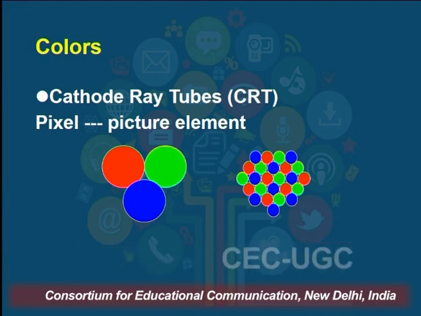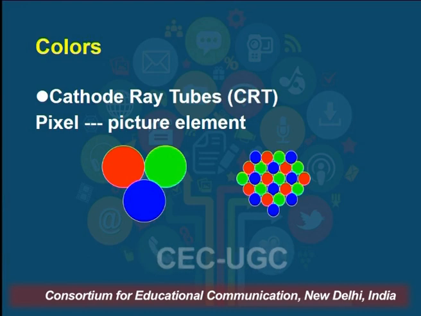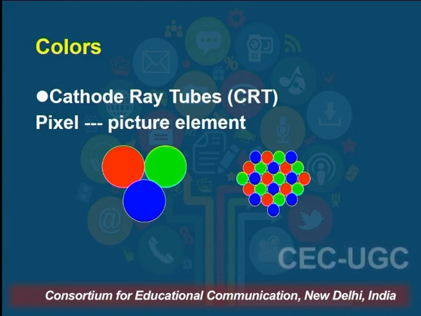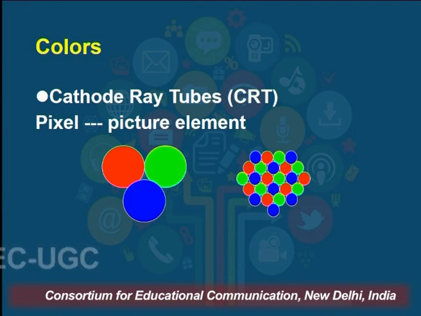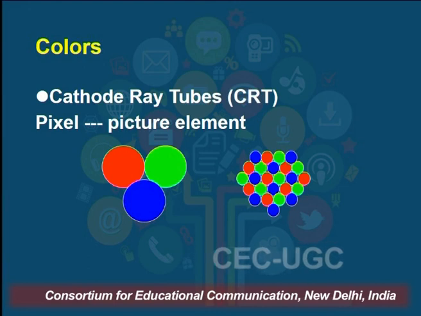Actually we know that when we used to have the cathode ray tubes, we knew that we have picture elements, that is every picture is made up of tiny dots, millions of dots, which are known as pixels. And if you look at the pixel, you understand that there are 3 areas within the pixel for the 3 primary colors, that is red, green and blue color.